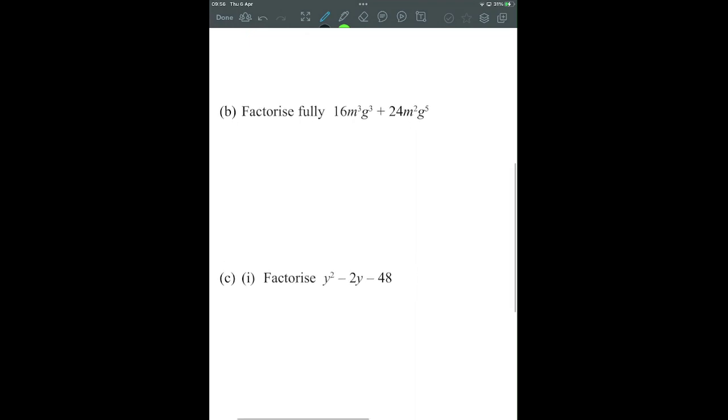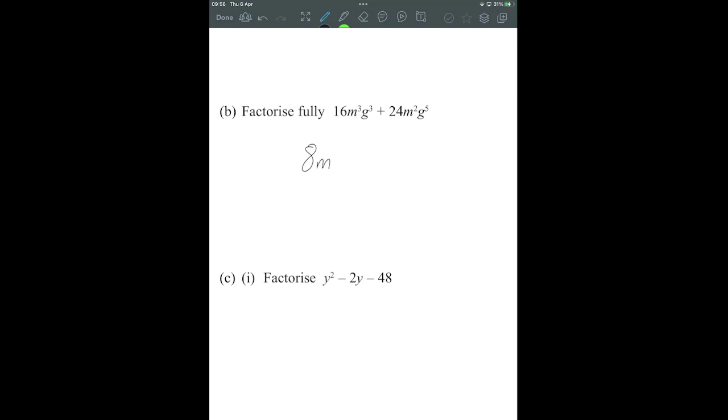Carrying on. Part B, we need to factorize fully. So we need to take out the biggest possible everything from this equation. At first glance, I can see a common factor of 4, but at a second glance, I can also see that both of these are in the 8 times table. 8 is bigger, 8 is our highest common factor, so let's use that.